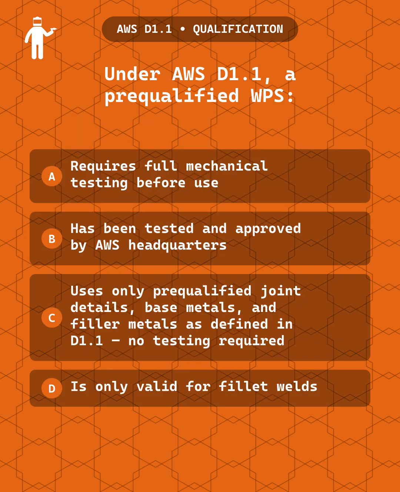Question 5. Under AWS D1.1, a pre-qualified WPS: is it A, requires full mechanical testing before use, B, has been tested and approved by AWS headquarters, C, uses only pre-qualified joint details, base metals, and filler metals as defined in D1.1 with no testing required, or D, is only valid for fillet welds?